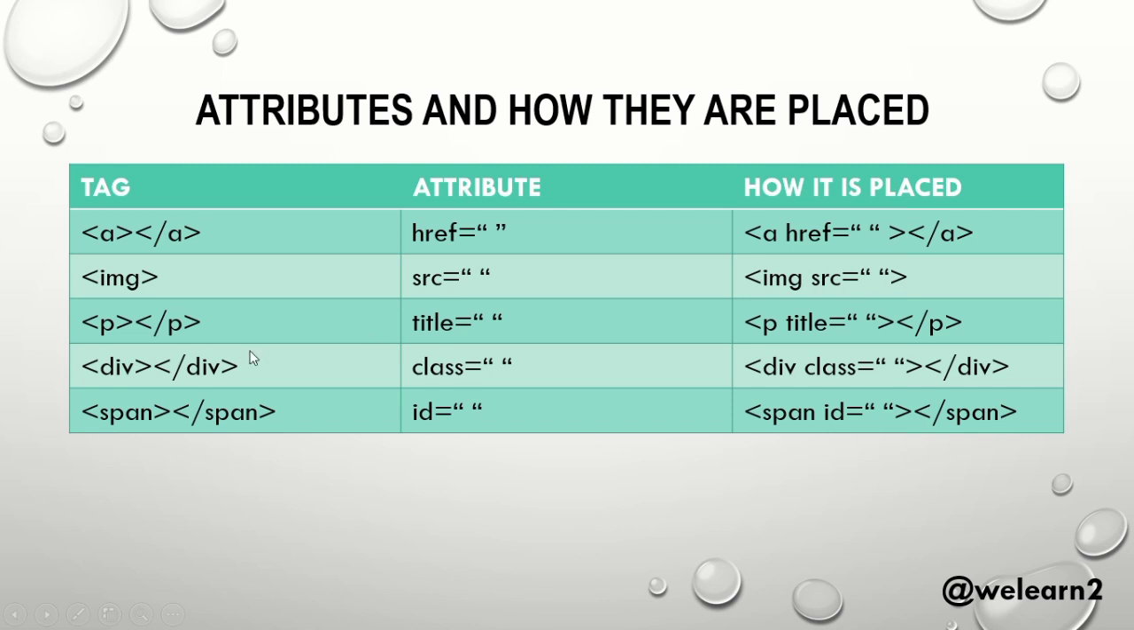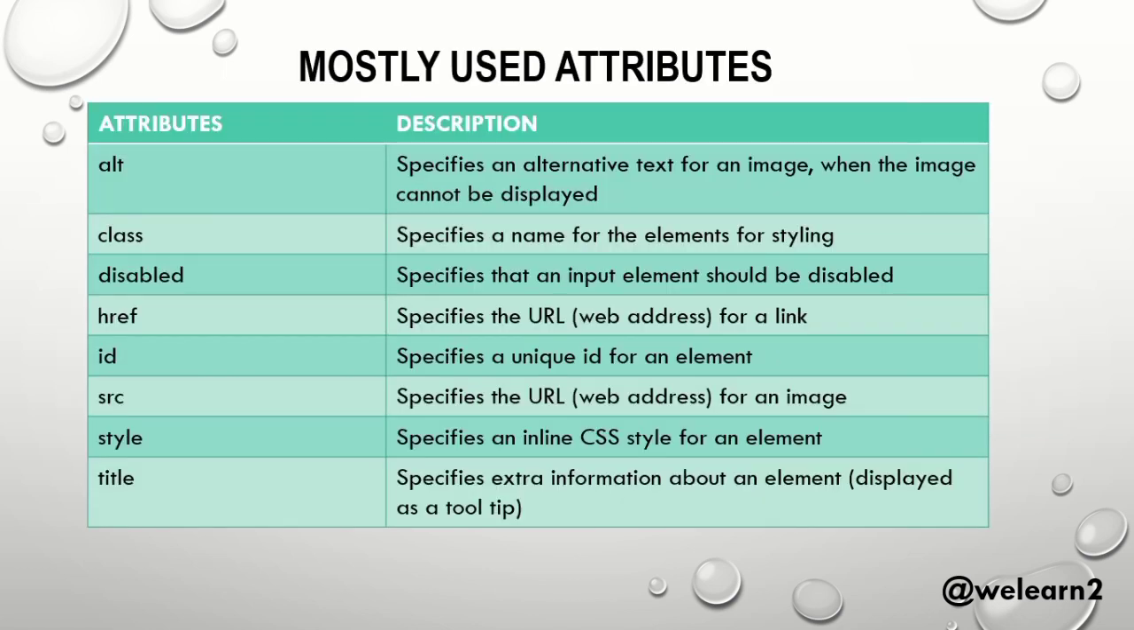We come to the paragraph, that's a page. It has a title, which is also specified in the start tag, not the end tag. Please note this: div, class in the start tag, not the end tag. Span, id in the start tag, not the end tag. So these are, let's say, the most used attributes that we are going to use often during this tutorial and the project that you'll be working on.